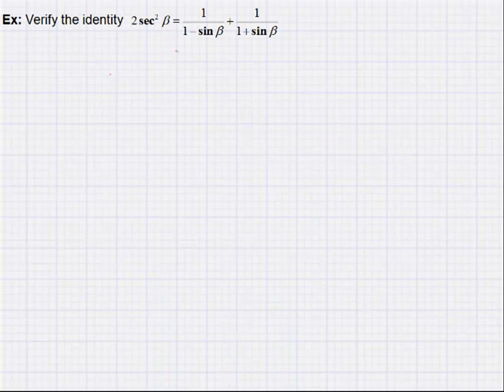Verify the identity. What I would like to do is to turn one side into the other. So what I'm going to do is I'm going to say, let me turn this side into this side. Why did I do that? This seems like it's got a lot more going on in this right hand side of the equation, which means I feel like I can do more to it. Whereas the 2 secant squared beta, there's only so many things I'll be able to work with on that side to change it into something else.